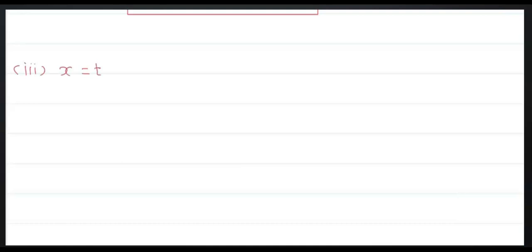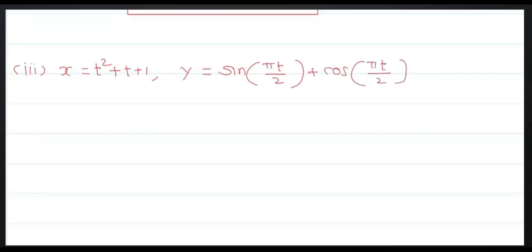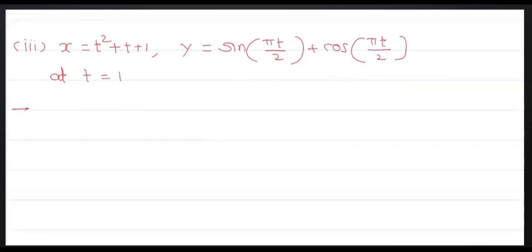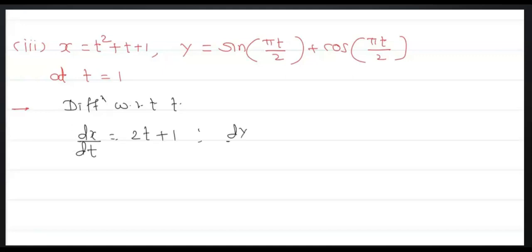the third one. x is equal to t square plus t plus 1, y is equal to sin of pi t upon 2 plus cos of pi t upon 2, at t is equal to 1. Now differentiate this with respect to t. dx upon dt is equal to 2t, the derivative of t square is 2t, the derivative of t is 1, and the derivative of 1 is 0.